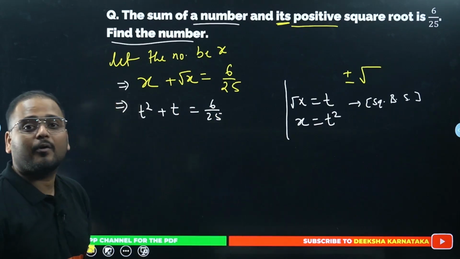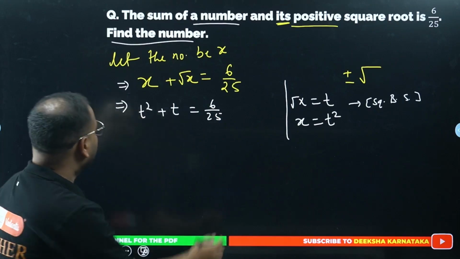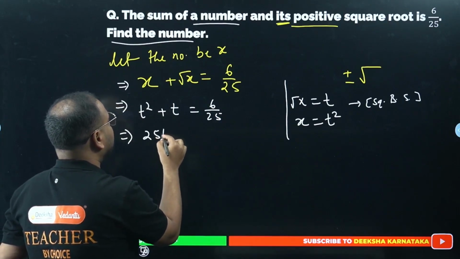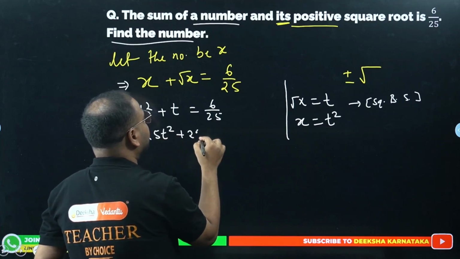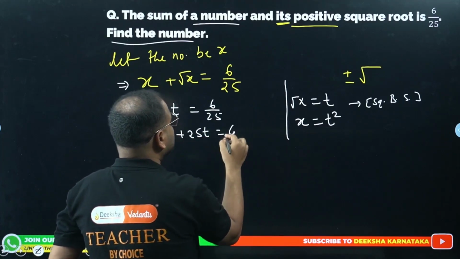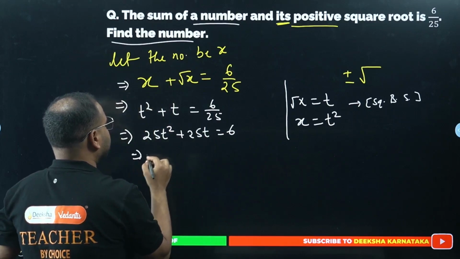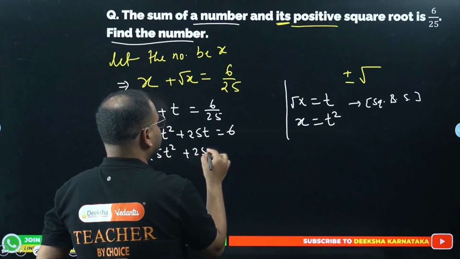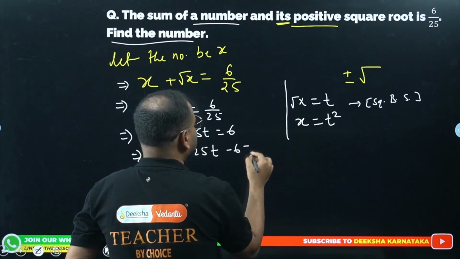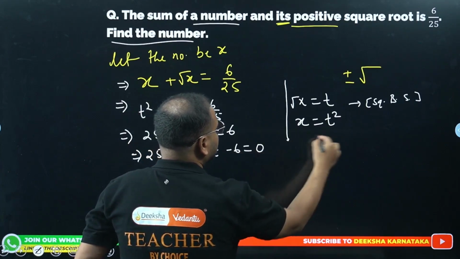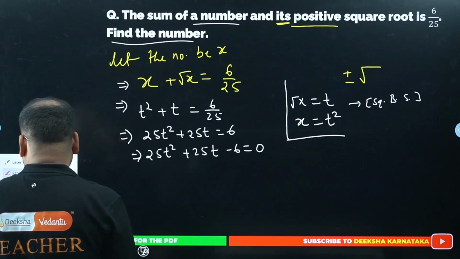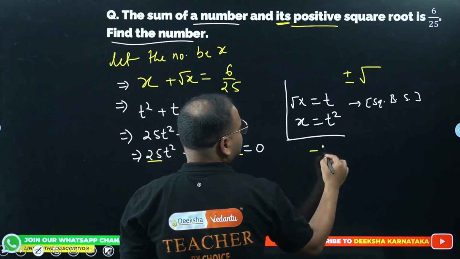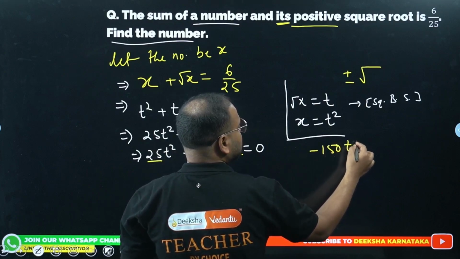Now does it look like a quadratic equation? Yes. Please cross multiply. 25 here. 25 t square plus 25 t equals to 6, bring 6 here, 25 t square plus 25 t minus 6 is equal to 0. Okay, what is the product, bacha? Product of first and third term. 25 into minus 6 is going to be minus 150 t square.